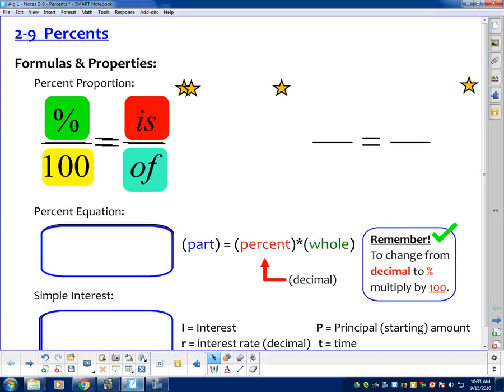Percent over 100 equals is over of. So what corresponds to the is, I shouldn't say necessarily follows the is, but what goes with the is, goes over the of part. So it's one way to think about it.